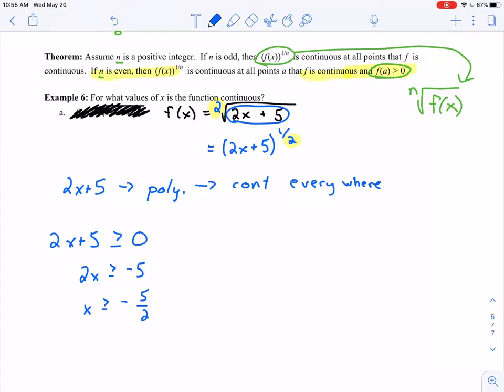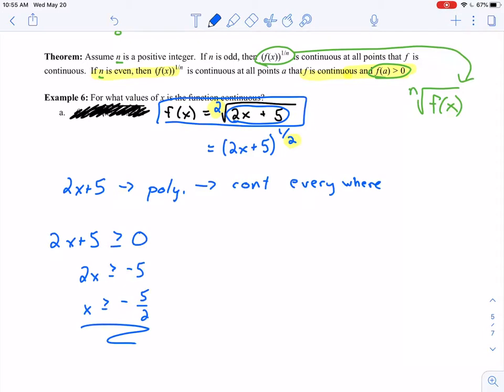Which means that our function here, the function that we began with, the square root of 2x plus 5, is continuous wherever x is greater than or equal to negative 5/2. Again, I want to give my answer in interval notation here. That's just what we're going to be using for the vast majority of this class. The sooner we get comfortable with that notation, the better.